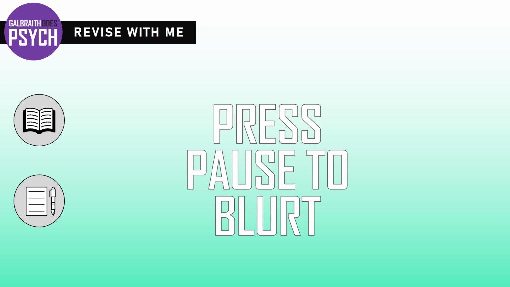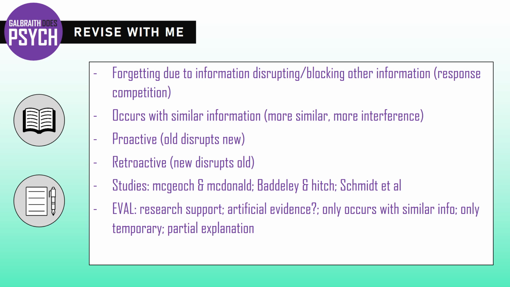And here we go. So this could look different to yours, but generally you should be recalling that it's where information is forgotten because similar information is disrupting or blocking other information. And you've got two types: proactive and retroactive interference. You might remember some studies such as the ones I've listed there.